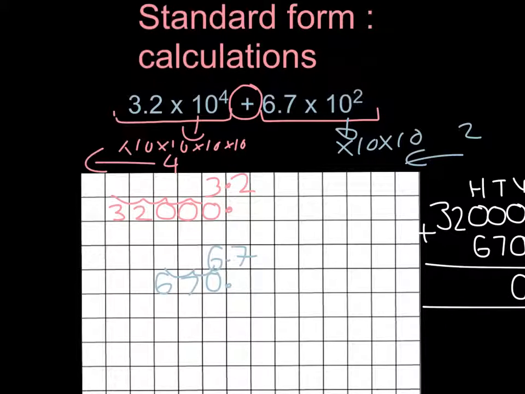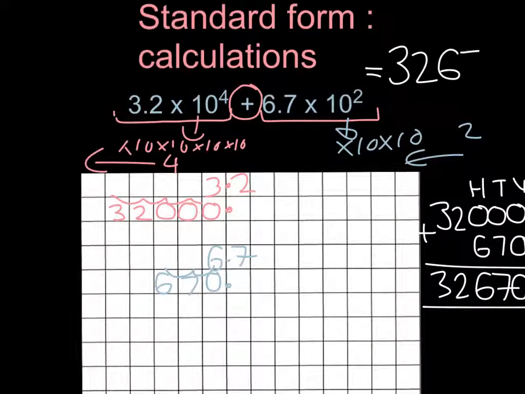Nothing and nothing is nothing. Nothing add 7 is 7. Then 6. Then 2. Then 3. So our final answer to this calculation is 32,670.